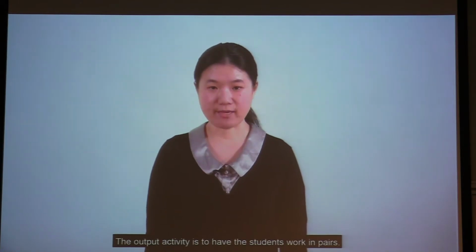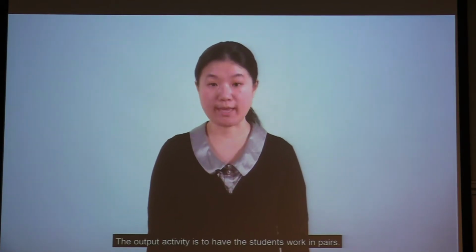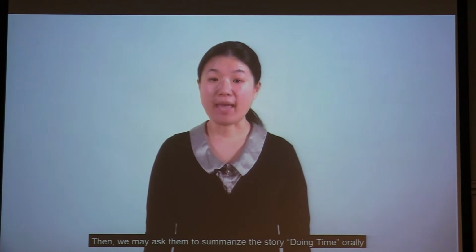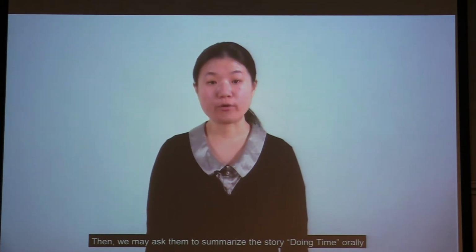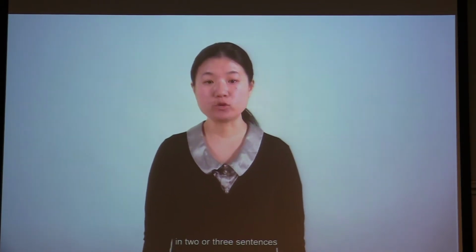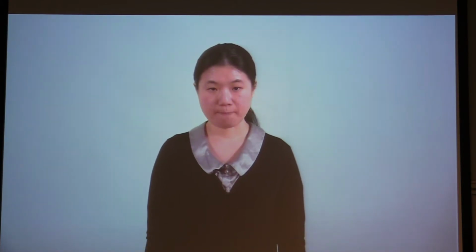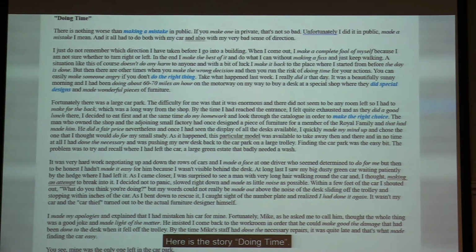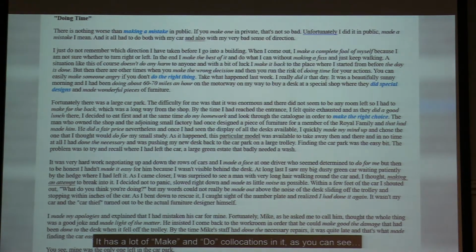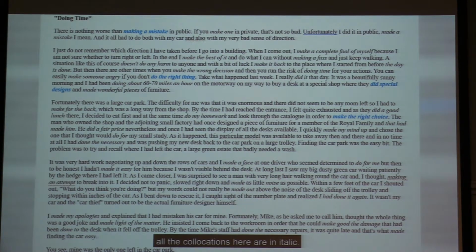The output activity is to have the students work in pairs. Then we may ask them to summarize the story Doing Time orally in 2 or 3 sentences and discuss make and do collocations. Here is the story Doing Time. It has a lot of make and do collocations in it, as you can see. All the collocations here are in italic. Some are easier and others are more difficult. And the students don't have to discuss all of them.